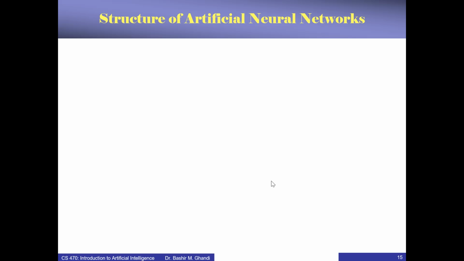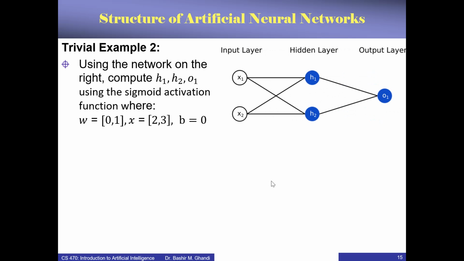Alright, let's take another example, trivial example number 2. This time we will take a network that has a hidden layer actually, as you can see here. So using the network on the right, compute the values H1 and H2. Okay, so the values that are transmitted to the hidden layer, which consists of H1 and H2, and also the output O1.